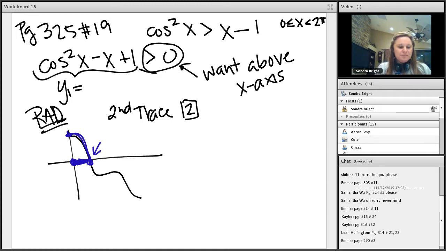You just want to be left of this 0. You want to put your little cursor somewhere around here and hit enter. Then under right bound question mark... So it'll say left bound question mark. You want to make sure your cursor is to the left, right? And then hit enter.